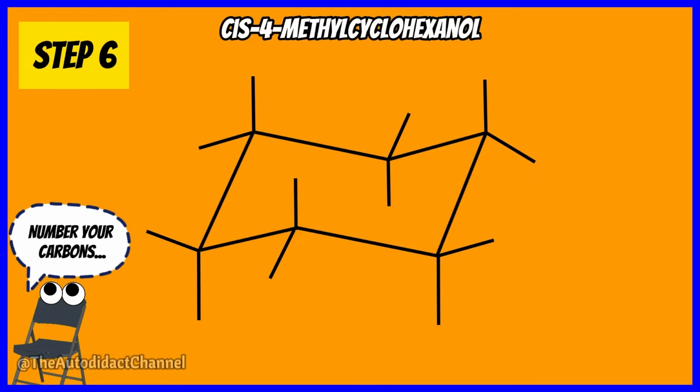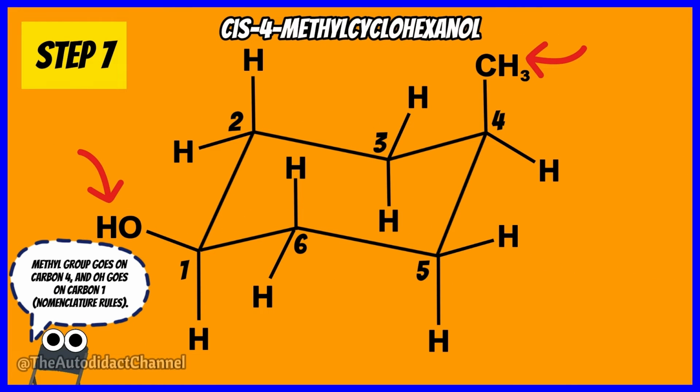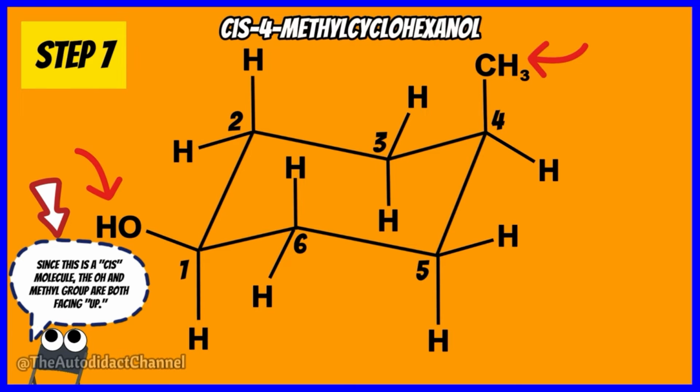Step 6. Number your carbons. Notice that you can either go clockwise or counterclockwise. Here we went clockwise. Step 7. Add your groups to the correct carbon. Using nomenclature rules, we know the methyl group goes on carbon 4. OH group goes on carbon 1. This is a cis molecule, so we need both groups to be facing in the same direction. In this case, both hydroxy and methyl groups are facing up.